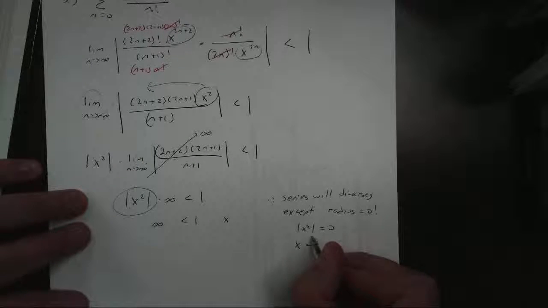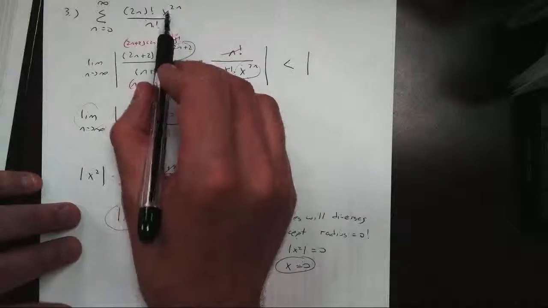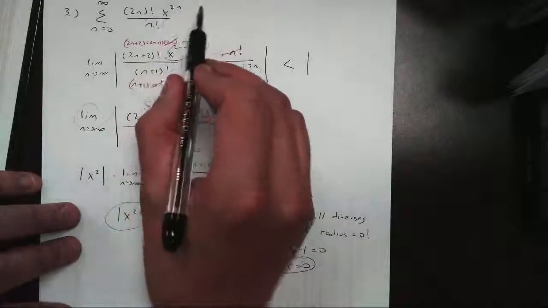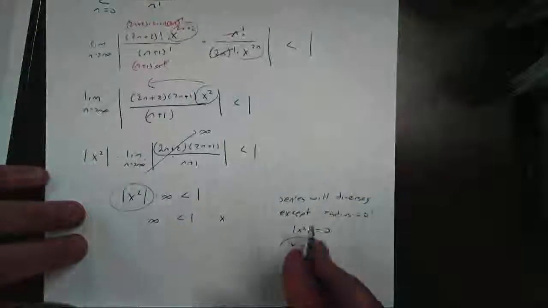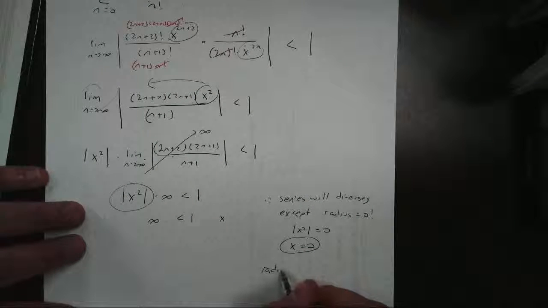So what this says is, if x is 0, this series will converge. Because think about it, if I let x be 0, I'm just adding a whole bunch of zeros. 0 plus 0 plus 0 plus 0. So it does have a radius, and it's 0.